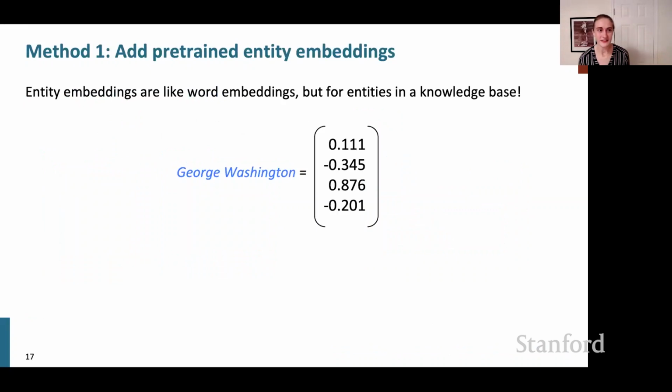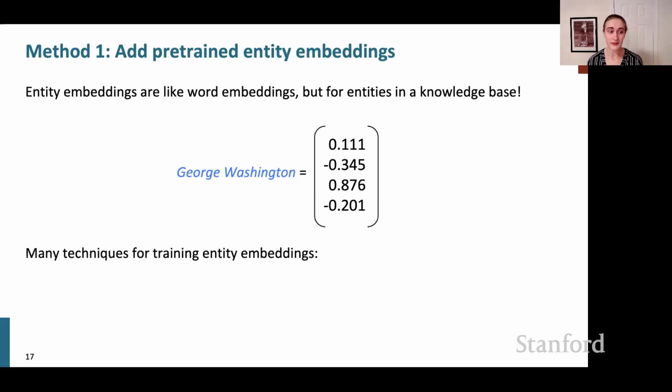So entity embeddings, just to summarize, are like word embeddings, but they're for entities in a knowledge base. So you'll have some vector associated with George Washington, and it should be meaningful in embedding space such that maybe the George Washington vector is close to the vectors for other founding fathers. So we're going to briefly talk about some methods for training entity embeddings.